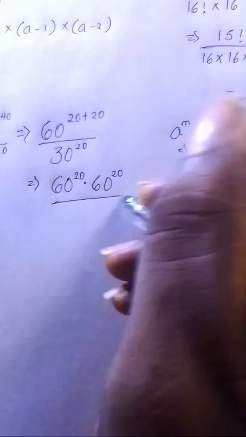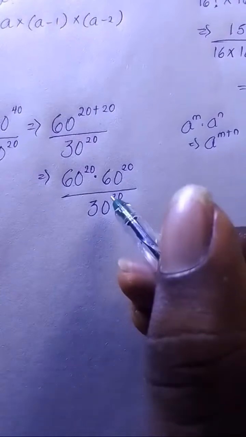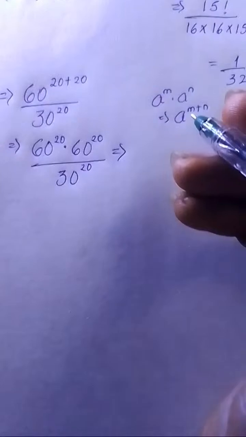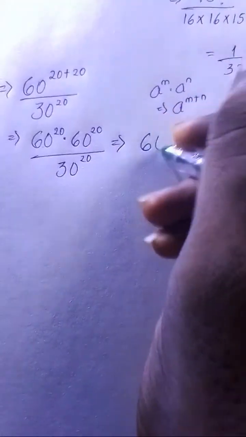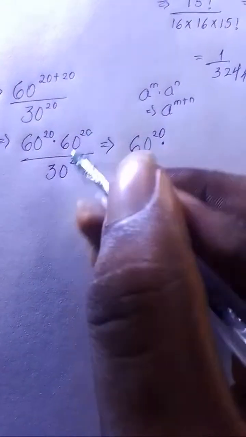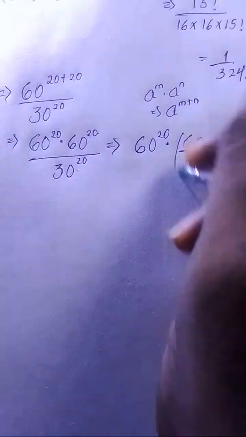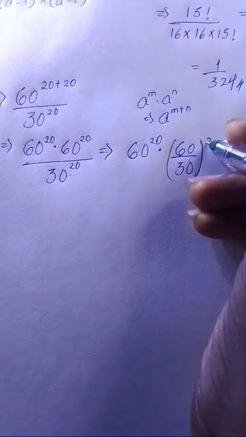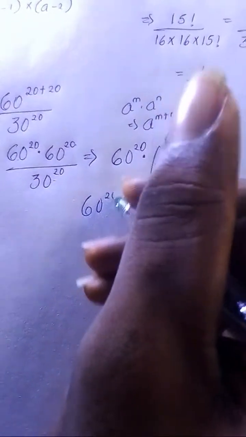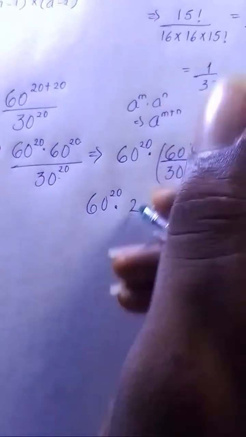So from here we have divided by 30 raised to the power of 20, right? So from here you can see raised to the power of 20, 20, 20. So what are we going to do in this situation? We can see 60 raised to the power of 20 times, with this 60 raised to the power of 20 and 30 raised to the power of 20, we'll bring it together, 60 over 30, because they are all raised to the power of 20, right? Good. So from here we have 60 raised to the power of 20 multiplied by 60 divided by 30, which is 2 raised to the power of 20.